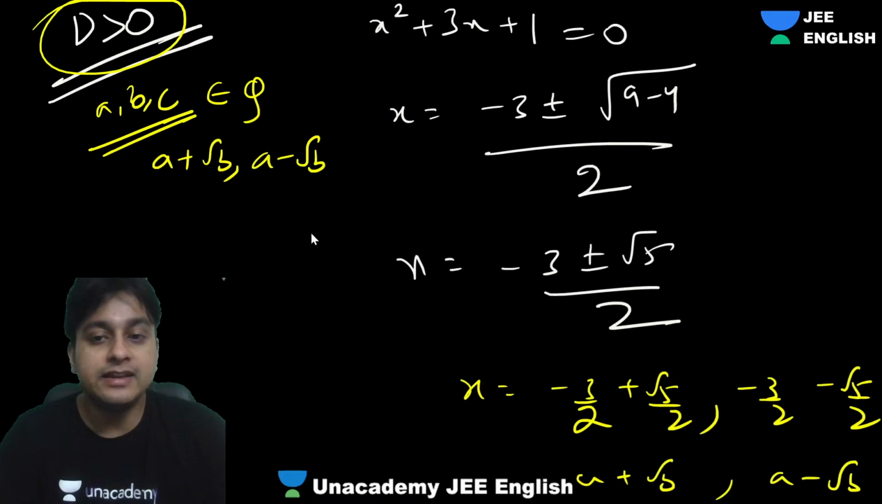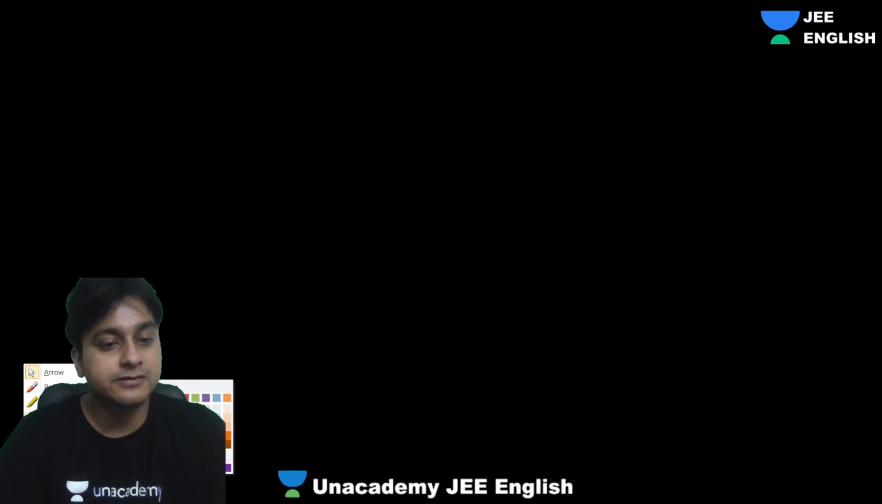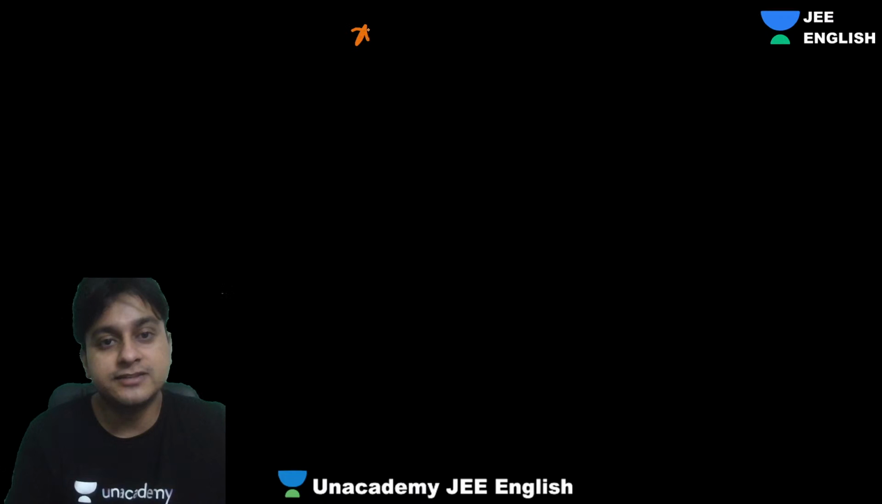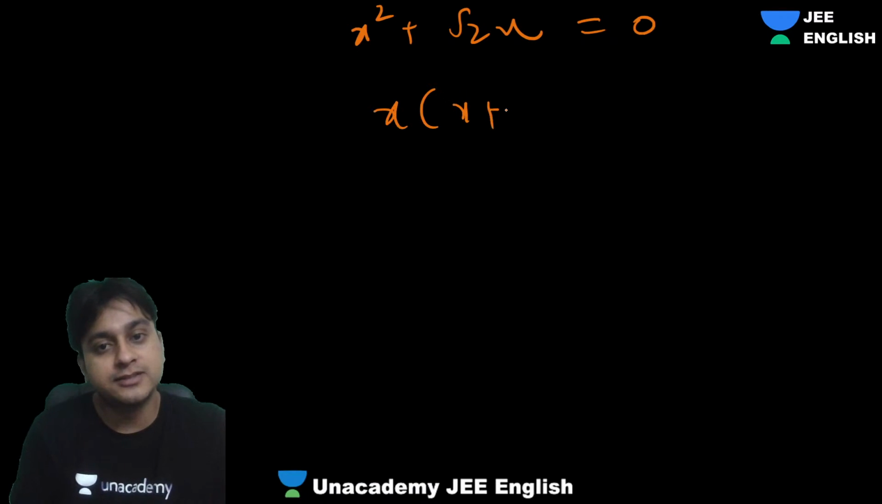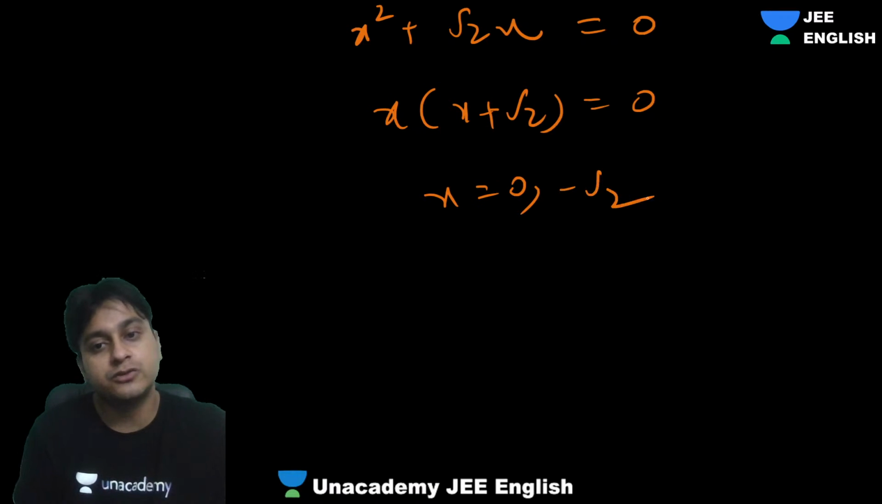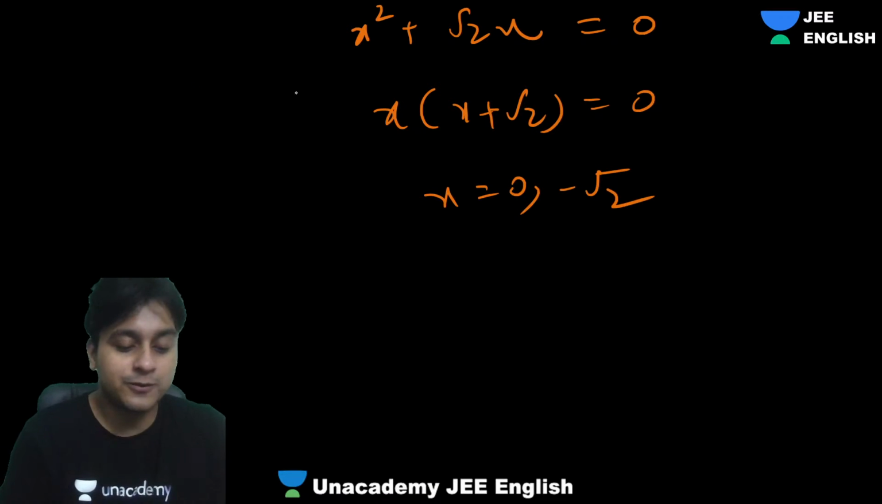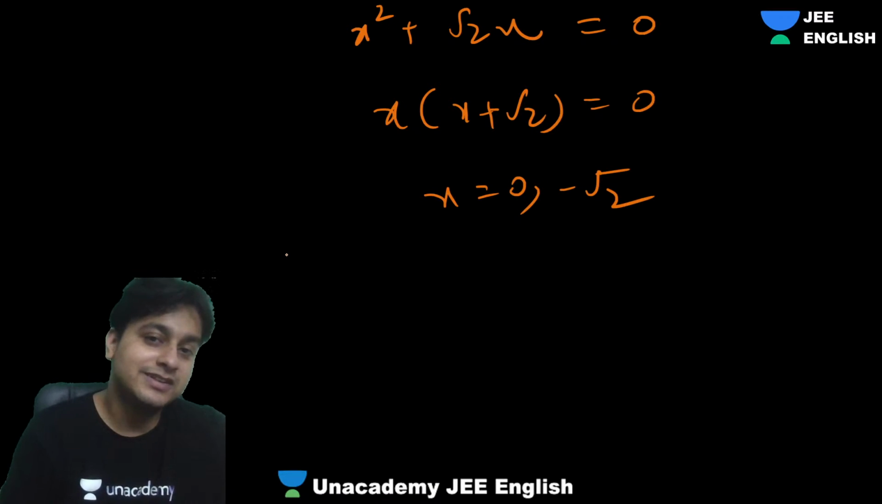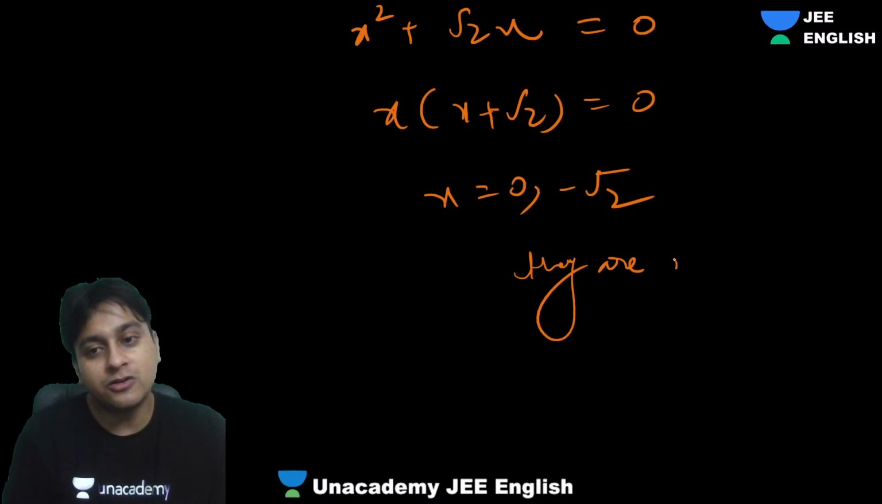So guys, why is this concept correct? Because see here, guys, let's suppose I have this case, x square plus root 2 x equals 0. What are the roots? If you take x common, x into x plus root 2 equals 0, we'll get x equals 0 or x equals minus root 2, isn't it? Yes. So guys, are they conjugates? No. What is the conjugate of minus root 2? It's root 2. Isn't it, everyone? Yes. So they are not conjugates.